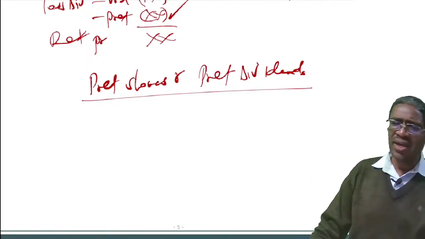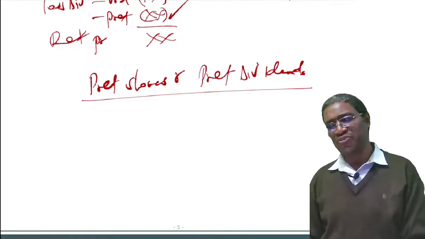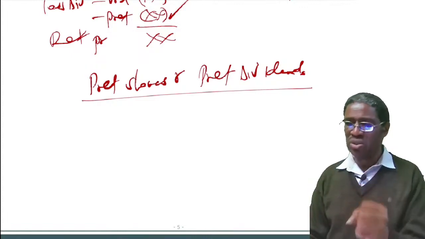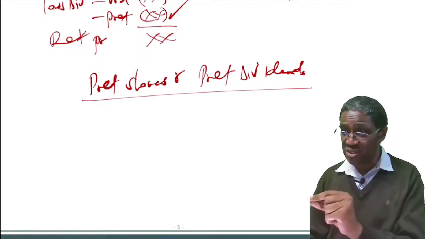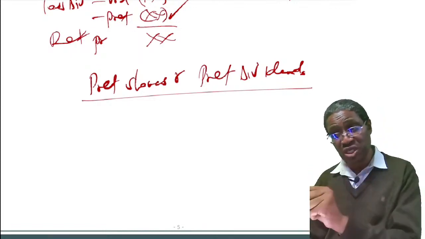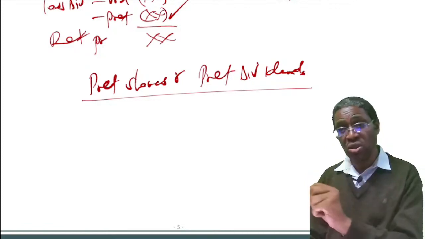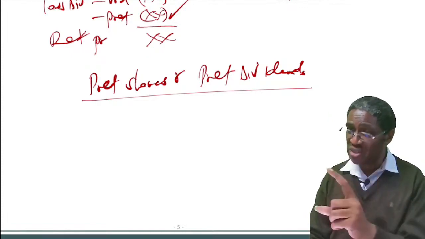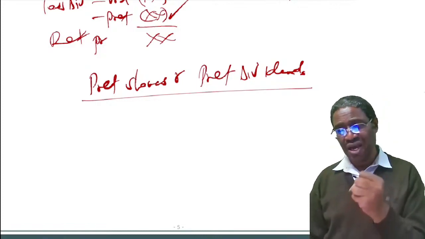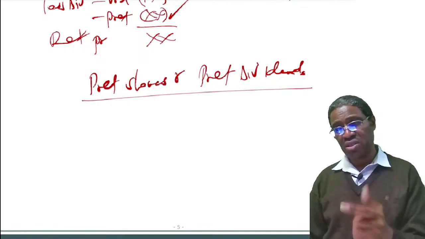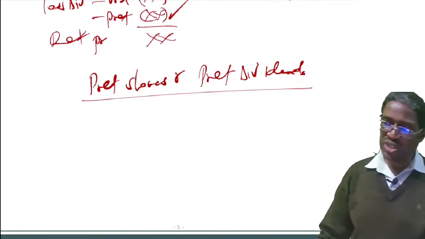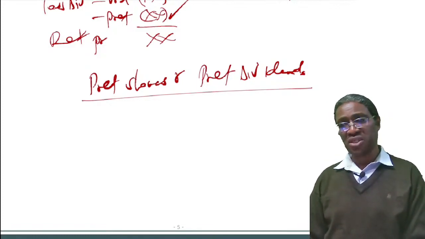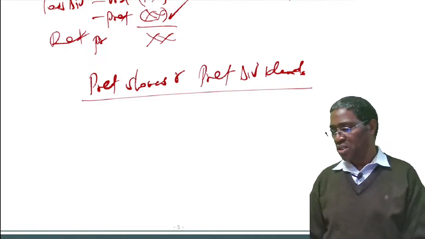Another paragraph. Preference dividends on redeemable preference shares should be considered as a finance cost in the income statement. The next paragraph.